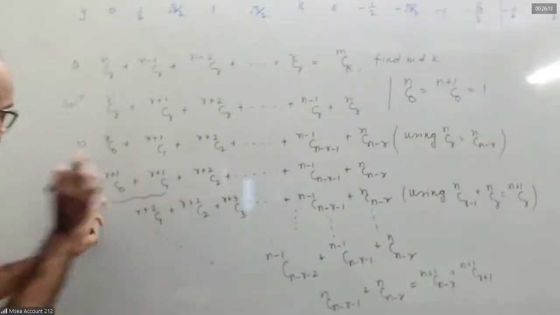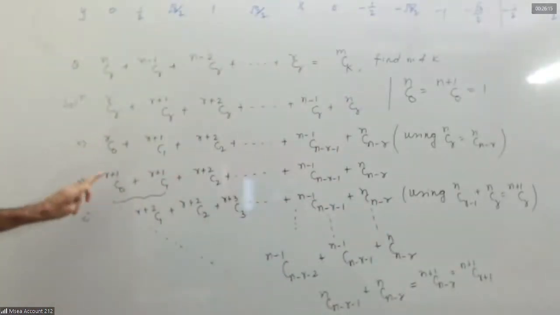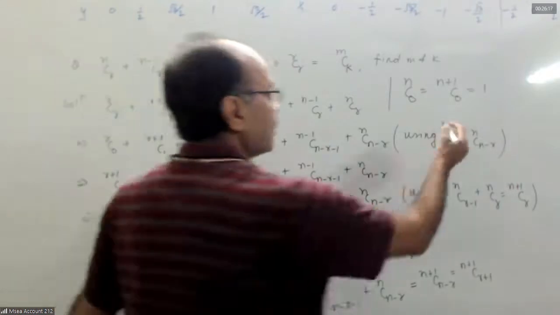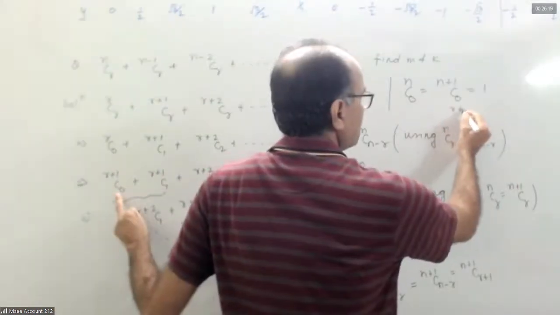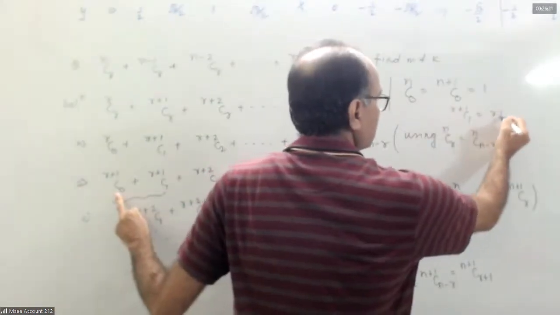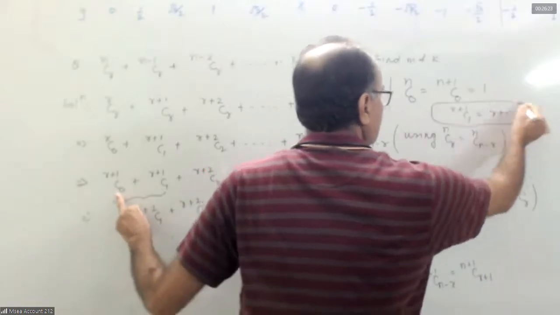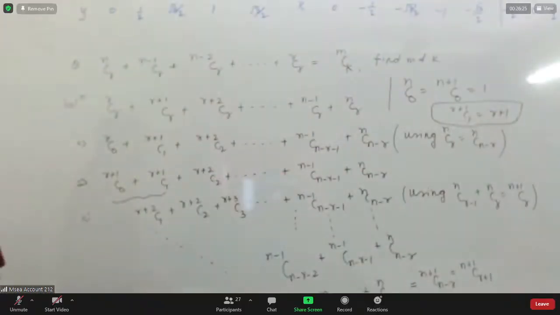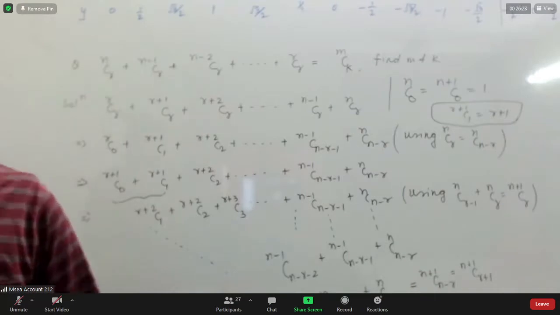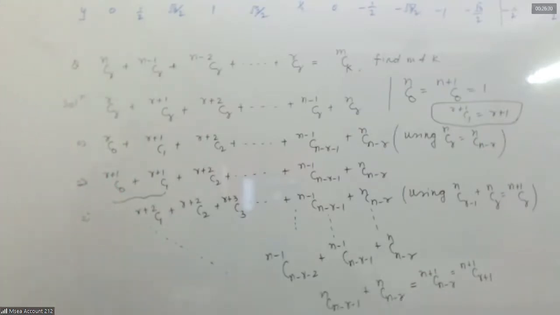See, (r plus 1)C1 will be how much? Equal to r plus 1. It won't be 1. nC1 is n. So (r plus 1)C1 will not be rC0. We can't change the originality. Both the values should be same.